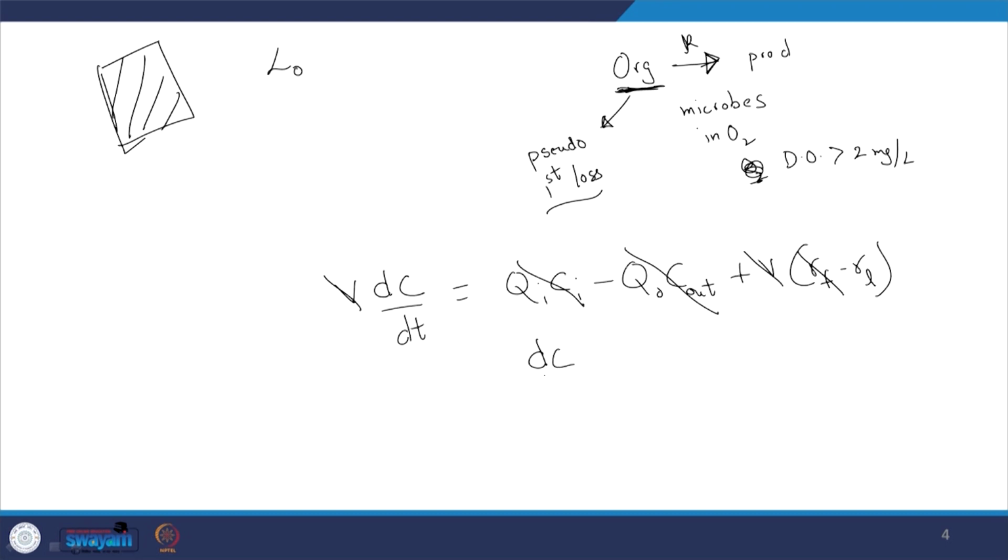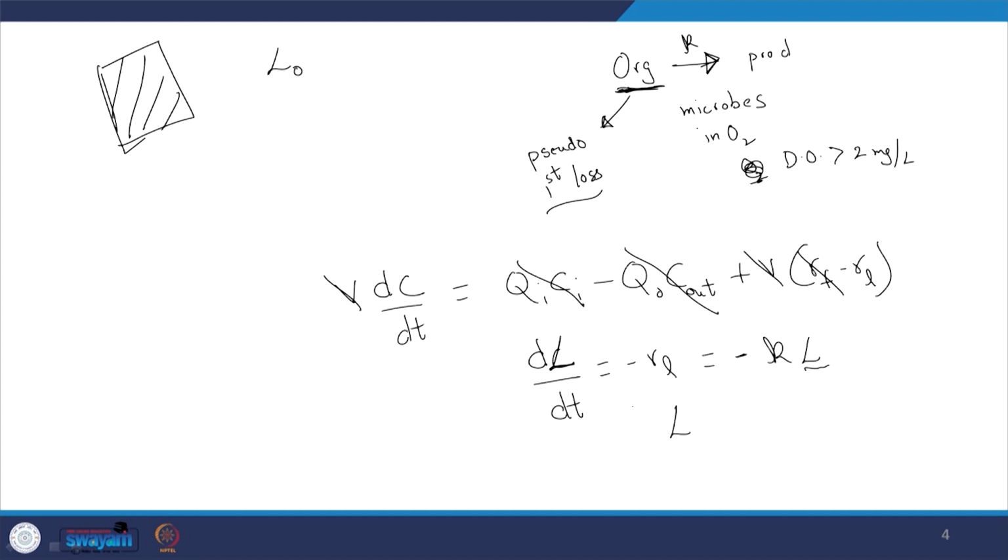So, dC by dt is equal to minus the rate of loss. For first order, we know that it is equal to minus the rate constant times the concentration of the reactants. Here we have only one reactant, which is the organics, and we are saying that the concentration of the organics is being represented by L. So, this is not C, it is dL by dt.